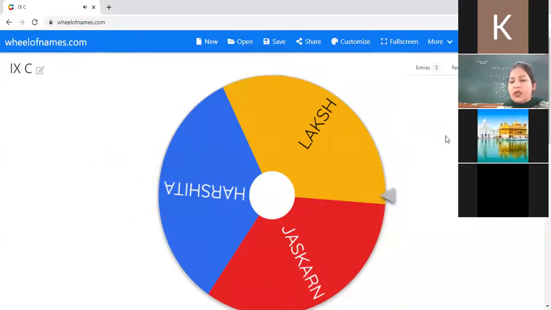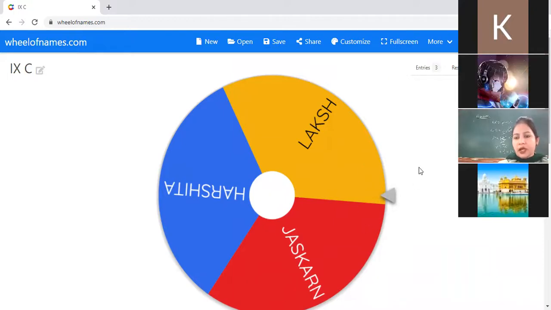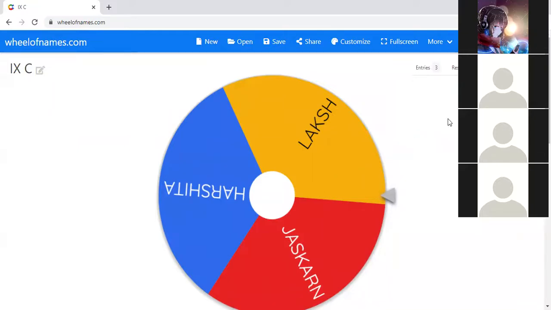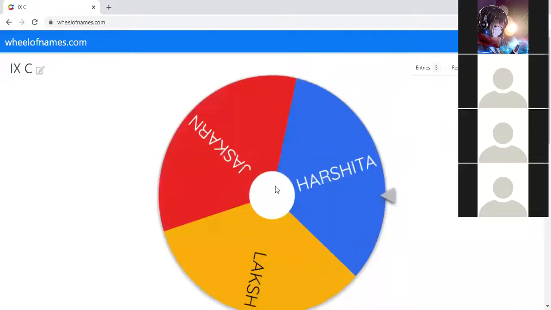Okay, speak now. What is the formula for elastic potential energy? Ma'am, MGH. That is gravitational potential energy. What is elastic potential energy? Half kx square. Very good. Garima, what is k here? Ma'am, spring constant. Spring constant. Great.